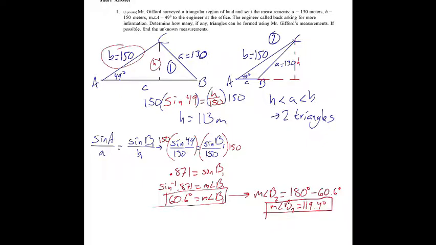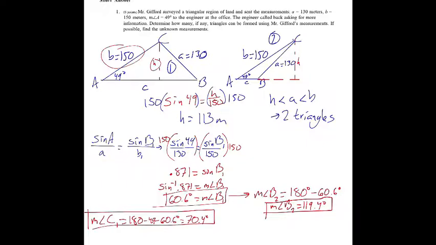So for the measure of angle C, for the one on the left, I'll call that C sub 1, it's just going to be 180 minus the other two angles that we know. So it's 180 minus 49 minus 60.6 degrees, which ends up giving us 70.4 degrees. So that angle C1 on the left side is 70.4 degrees.